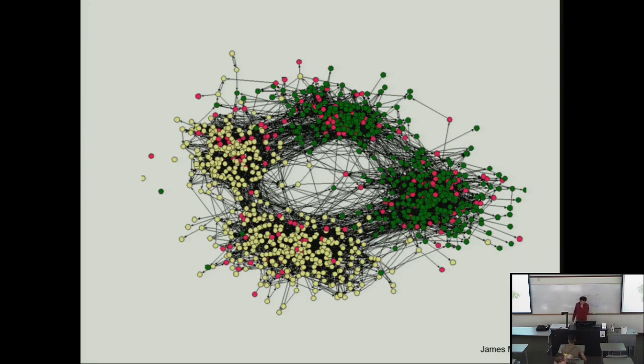So this is an interesting graph. You see that top-bottom split. That's actually middle school to high school. The colors are by race. The yellow dots represent Anglo students. The green dots represent African American students, and the pink dots are Hispanic students.